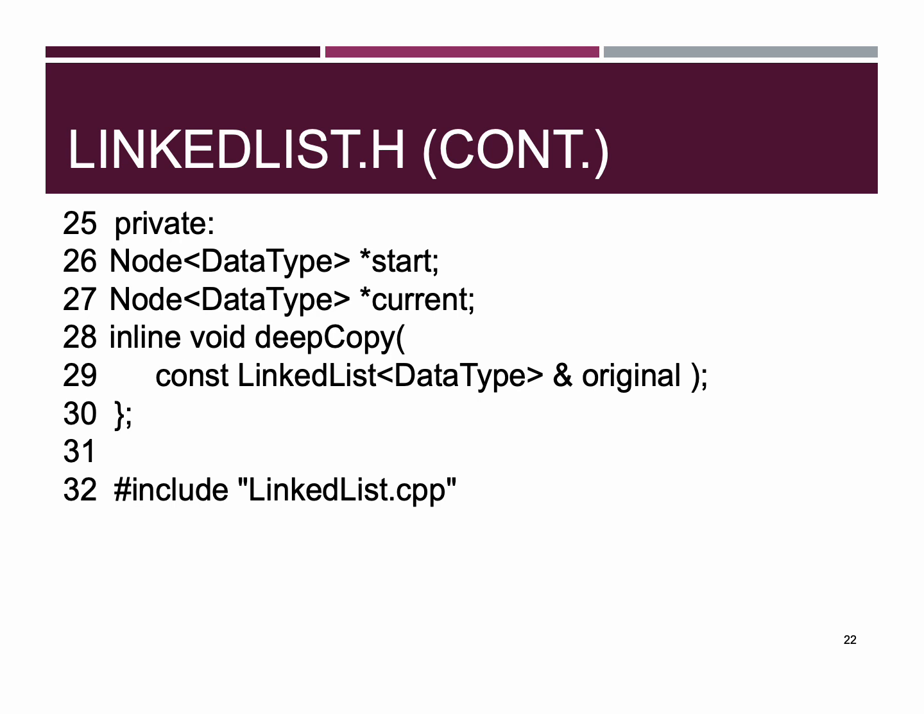Then we have deep copy. This is a helper function that allows us to make a deep copy of a linked list. A deep copy ensures that all nodes and their data are copied from one list to another, rather than just copying pointers, which could lead to data corruption if the original list is modified. Finally, we include the LinkedList.cpp file where the actual implementation of these methods resides. The CPP file will contain the logic for all the functions we have defined in the header file.